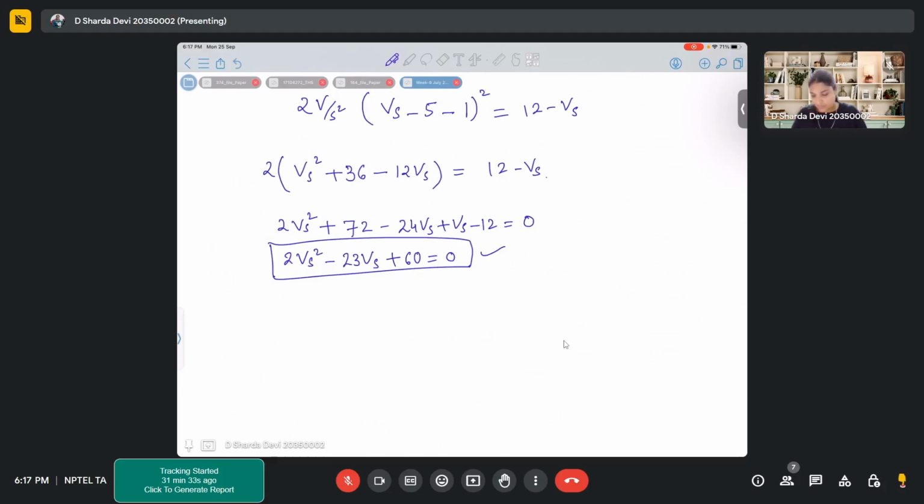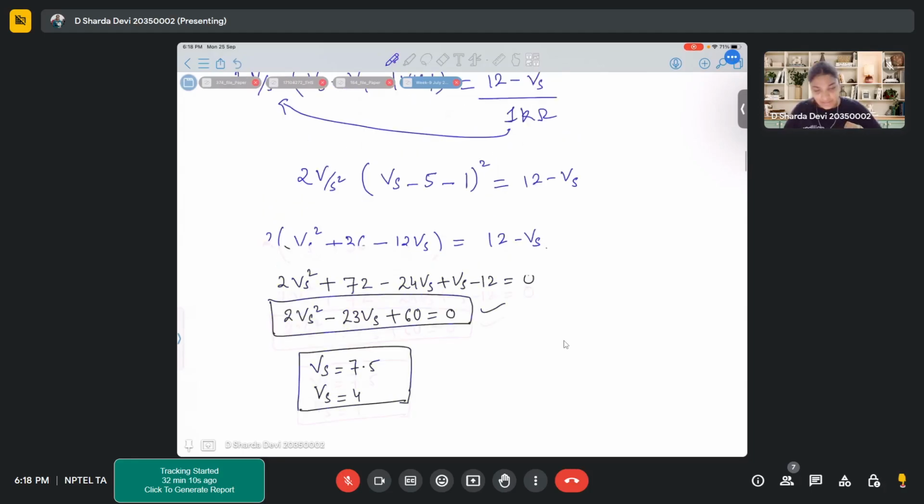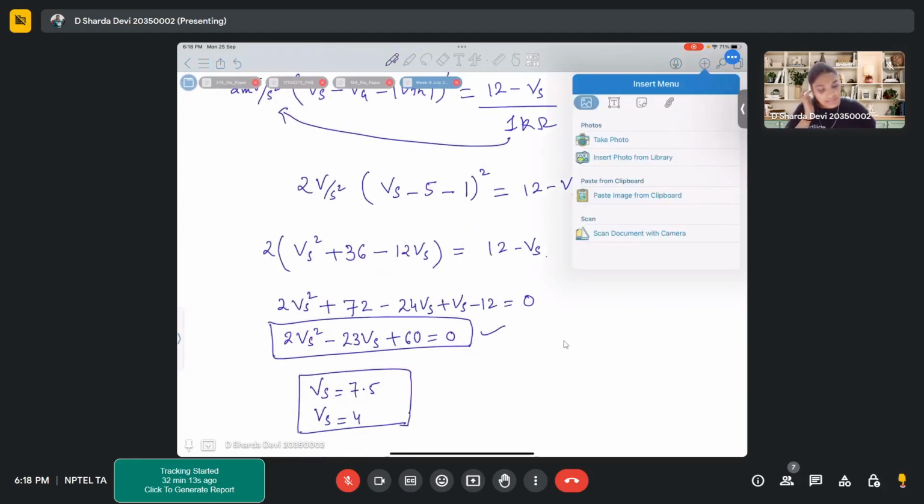So what is the value of Vs that we are getting? 7.5 and 4. Correct. Okay, now we have got two values, right? Vs as 7.5 and Vs as 4. Now which one is correct? So is Vs 7.5 or is it 4?